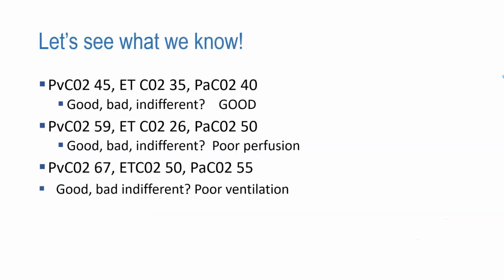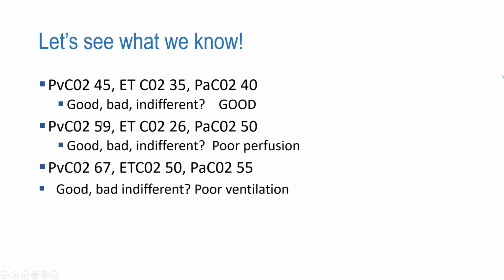Okay, so let's see what we know here. PV CO2 is 45. Is that normal? Yes or no? Venous CO2 is 5 plus on either side. Is the PV CO2 of 45 normal? Yes. Go over here. PA CO2 is 40. Is that normal? And end-tidal CO2 is 35. Are these normal? This is great. Exactly right. Now we're going to look at this patient.